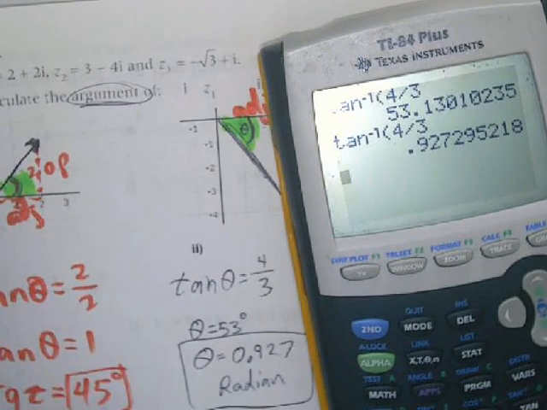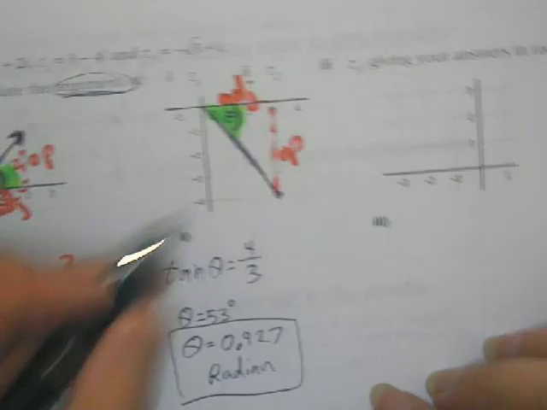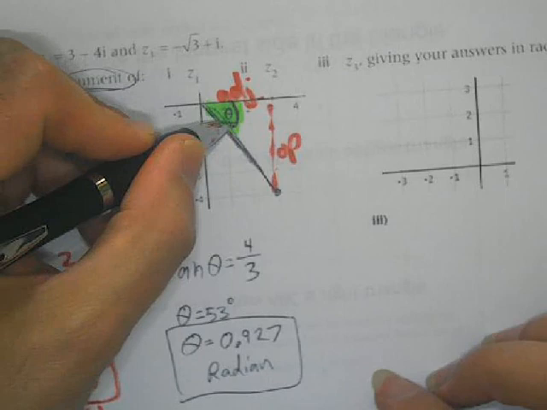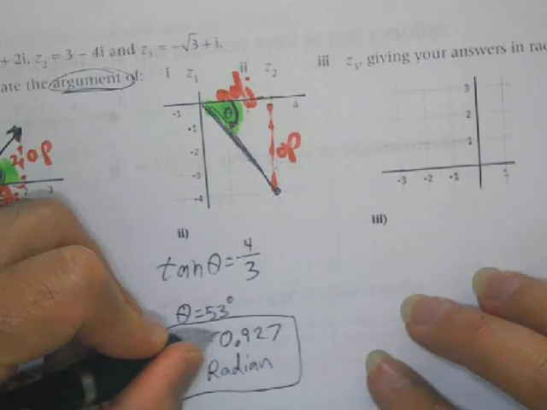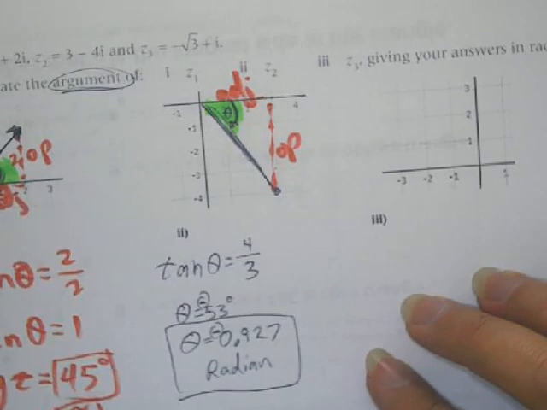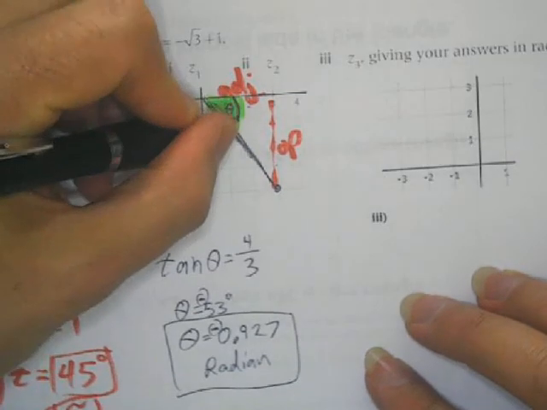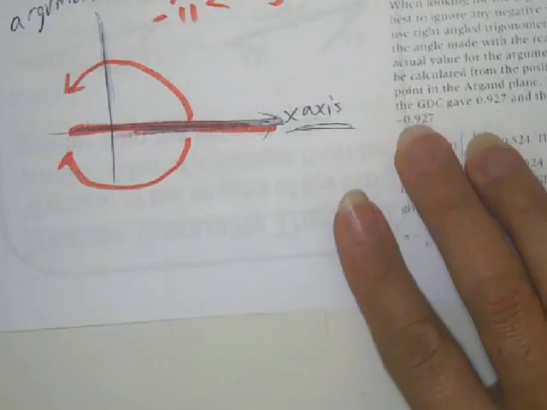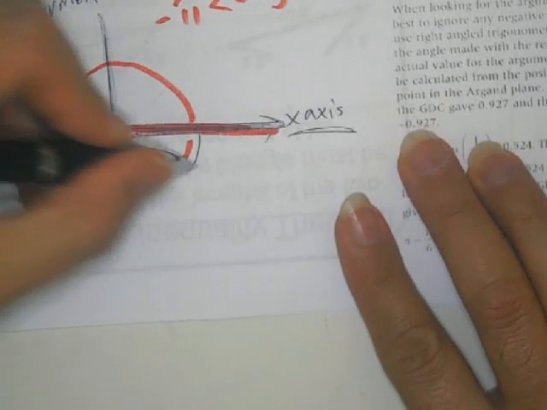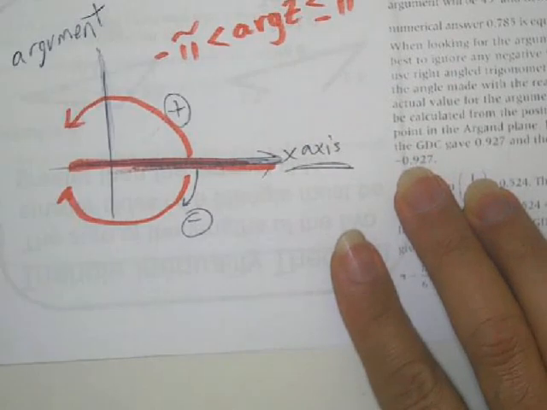Okay. And the last one, it's going down, isn't it? So this is going to be negative 53 degrees, negative 0.927 radian, because it's going this way from the x-axis. So these are negative values, and going this way is positive values.